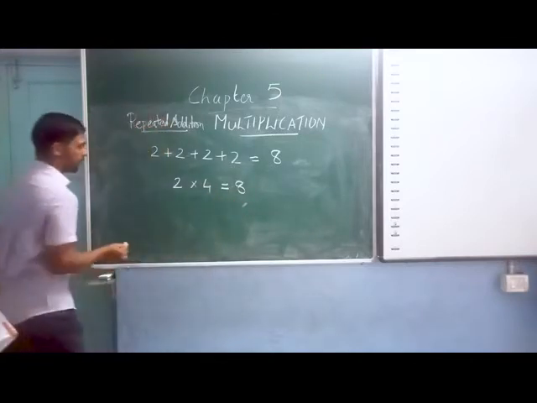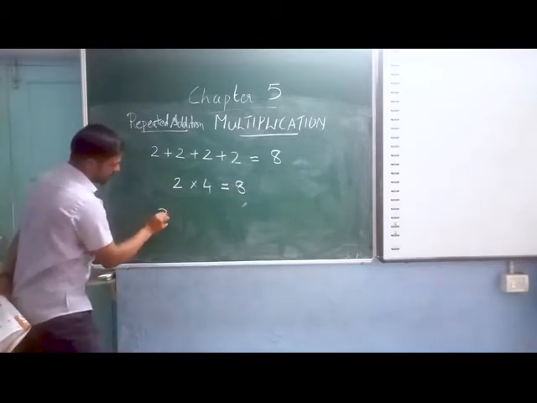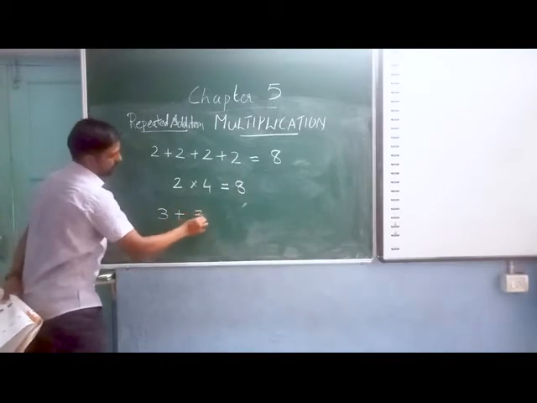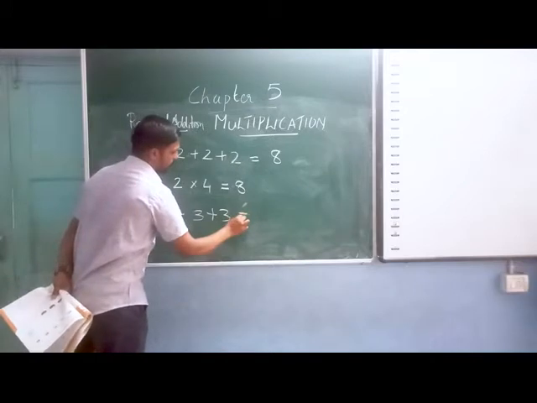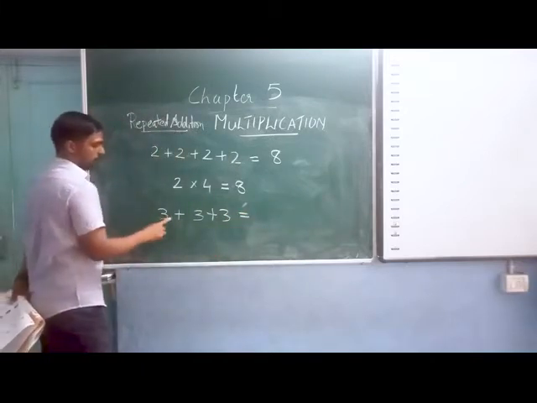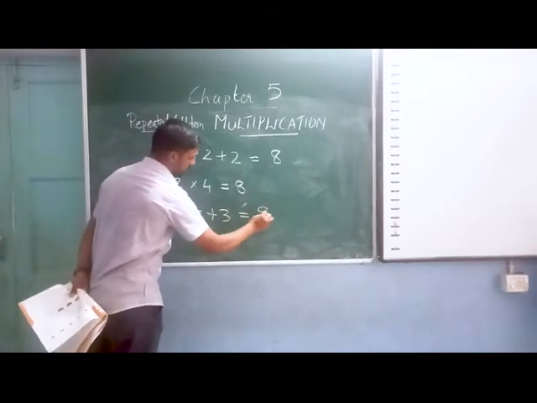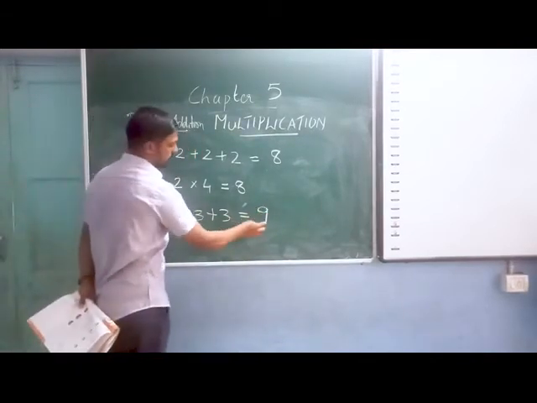So, let us take another number, 3. We will add 3 times. 3 plus 3 plus 3. So, how much will it be? 3 plus 3 is 6. 6 plus 3 is 9. So, if you add 3 three times, you will get 9.